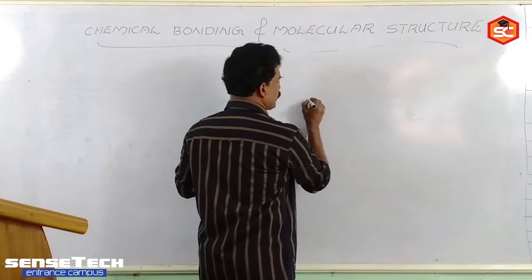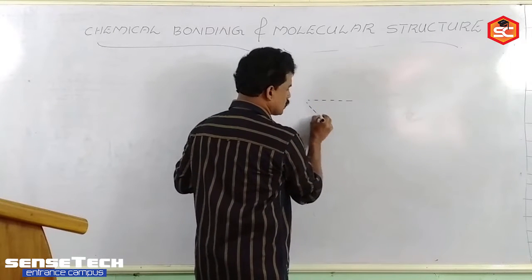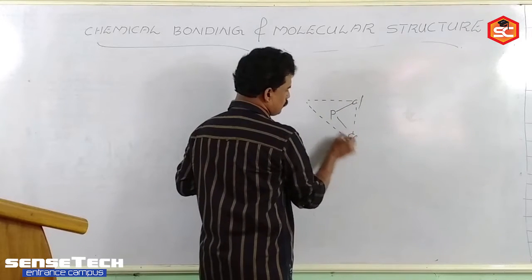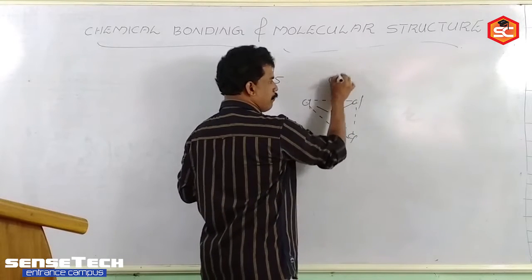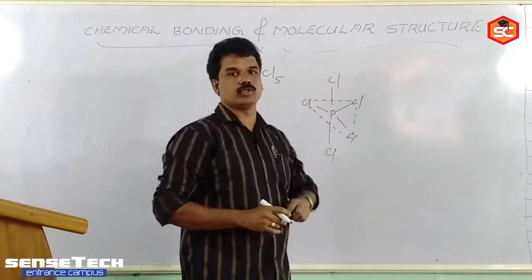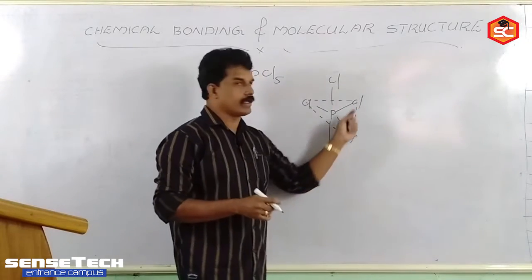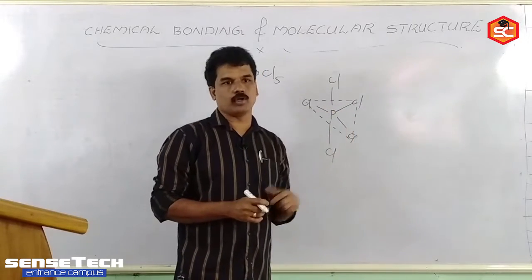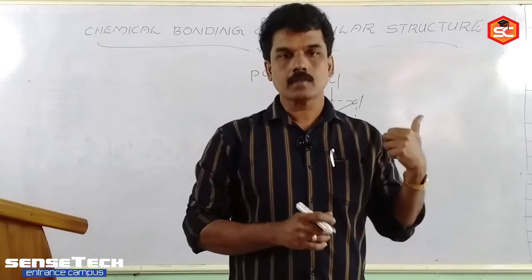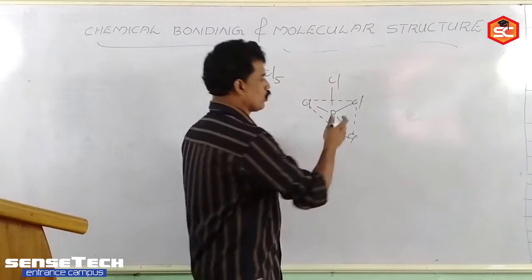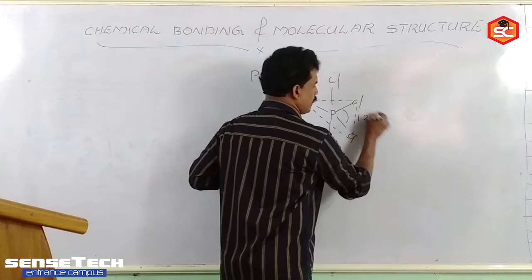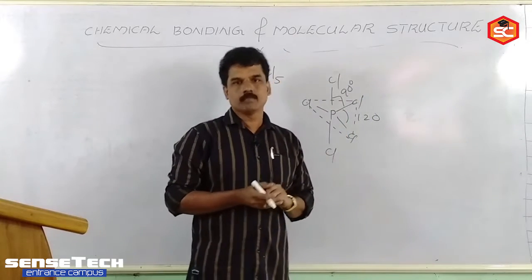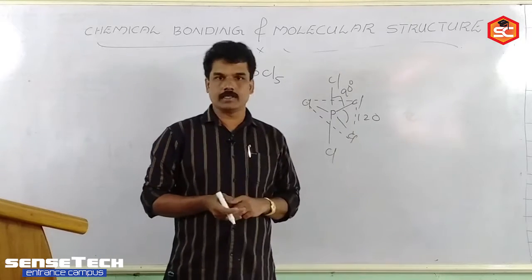And come to the geometry of the molecule. 3 P-Cl bonds are on the plane, making an equilateral triangle, and one Cl above the plane and the other Cl below the plane. 5 bond pairs we can arrange at maximum distance apart. So this will be the geometry or shape of the molecule. What is the shape? Trigonal bipyramid. On the plane it will make an angle of 120 degree and the perpendicular bond angle is 90 degree. So 2 bond angles are there in PCl5, 90 degree and 120 degree.